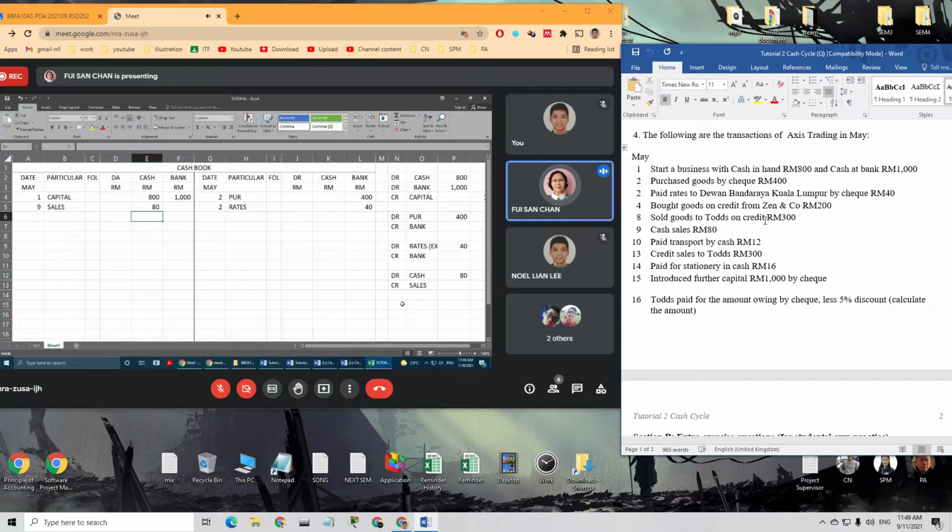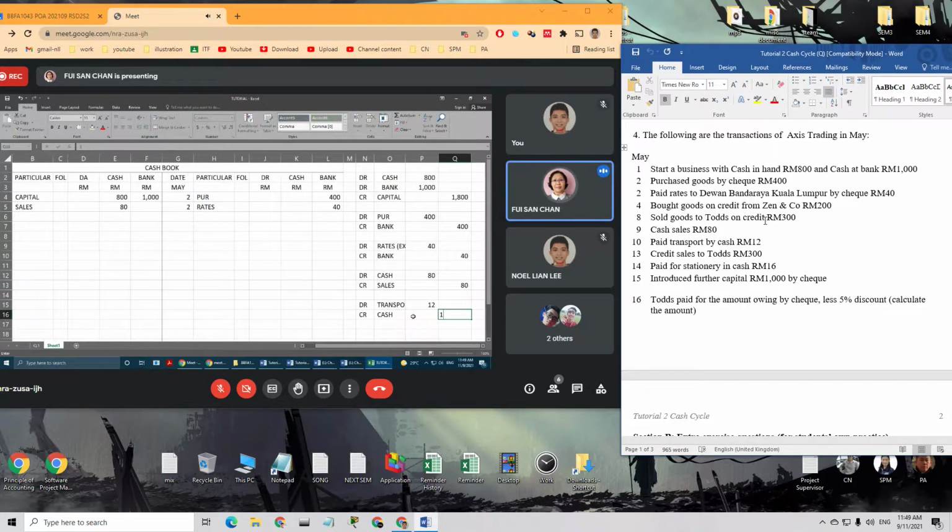Okay, what is your double entry? What do you debit? What do you credit? Debit transport. Yes, debit transport. So meaning later on you have an account called transport account, right? And then you credit cash. So it's 12 ringgit and 12 ringgit. So meaning here we actually paid.